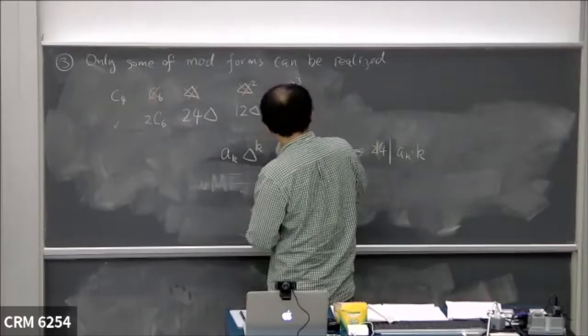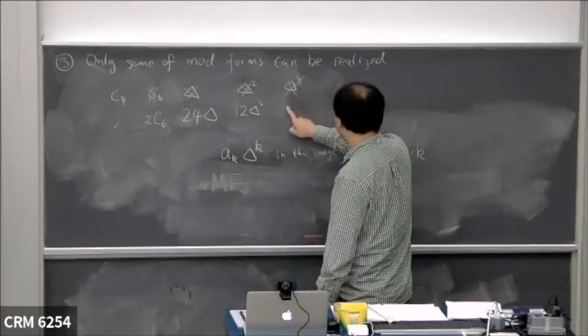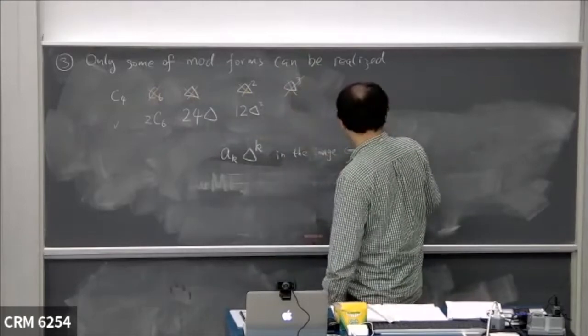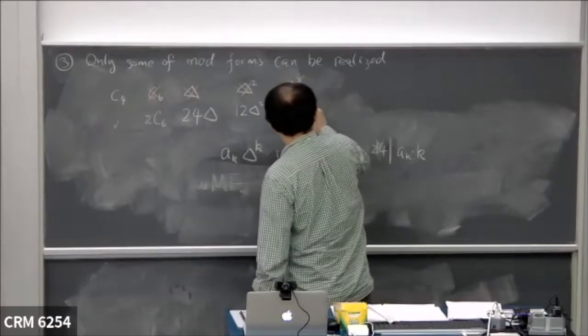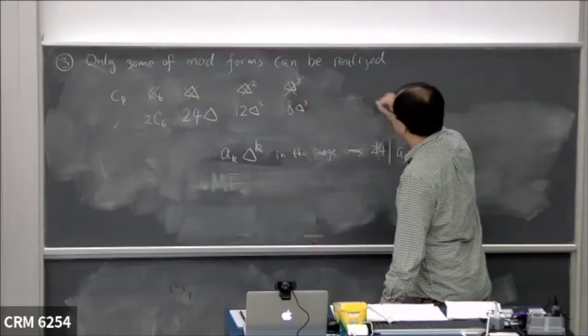So for delta cubed, that's not allowed. But the coefficient has to be such that when it's multiplied by 3, it's divisible by 24. So the minimum thing is 8. 8 times delta cubed, that's again allowed. So this continues.